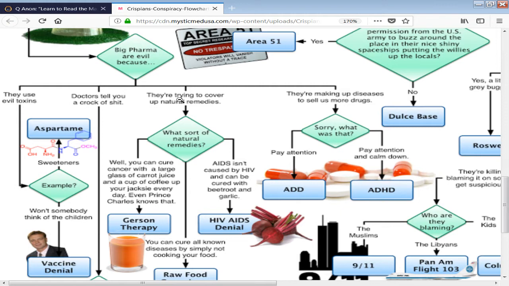They're both going to say the same stupid stuff. Let's see. They're trying to cover up natural remedies. I would probably agree with this one. Okay, what sort of natural remedies? Well, you can cure cancer with a large glass of carrot juice and a cup of coffee up your rear end every day. Even Prince Charles knows that. It's called Gerson therapy.